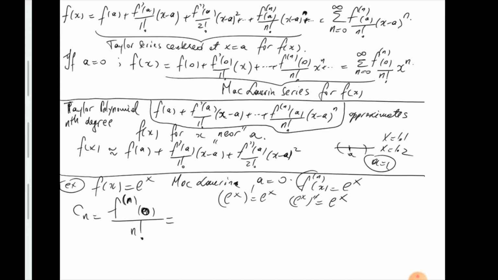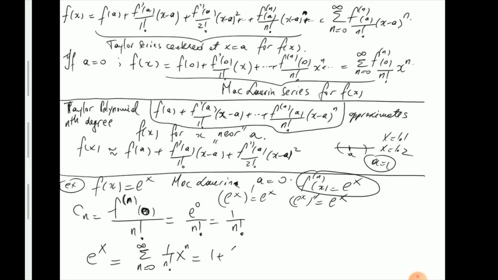So on one hand, the nth derivative is just e to the x, and evaluated at 0, that's going to be just e to the 0, and then over n factorial. So in the case of e to the x, the Taylor coefficient is 1 over n factorial. So you could write e to the x as the summation from 0 to infinity of 1 over n factorial x to the n, or in the expanded form, that's going to be 1 plus x over 1 factorial, x squared over 2 factorial, x to the n over n factorial, and so on.